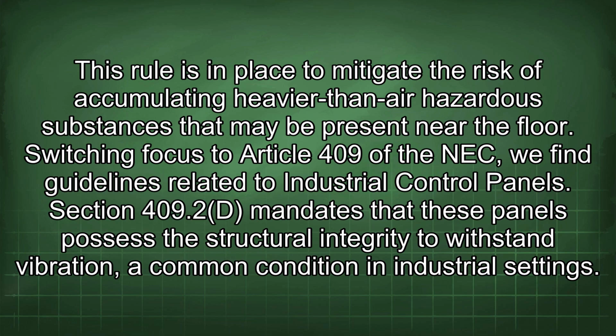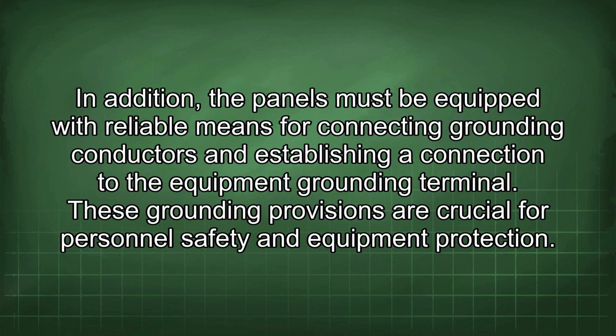Section 409.2(d) mandates that these panels possess the structural integrity to withstand vibration, a common condition in industrial settings. In addition, the panels must be equipped with reliable means for connecting grounding conductors and establishing a connection to the equipment grounding terminal. These grounding provisions are crucial for personnel safety and equipment protection.